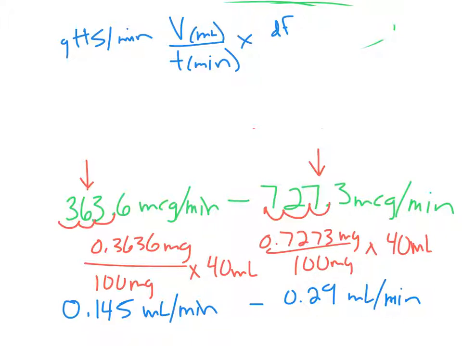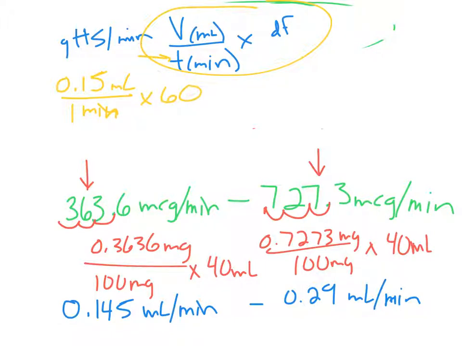I'm going to go ahead and put both of these into this formula to see what that range would be. So our volume for the first one, for the low end, I'm going to round to the hundredth place, 0.15 milliliters per minute. It's already just in 1 minute, I didn't have to do anything to it, so it's per 1 minute, and then we're multiplying it by the drop factor of 60. So 0.15 divided by 1 is just 0.15, and then 0.15 times 60 gives us 9. So on the low end, that is 9 drops per minute.